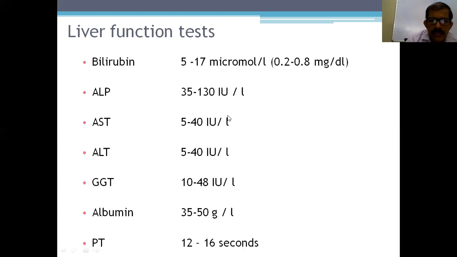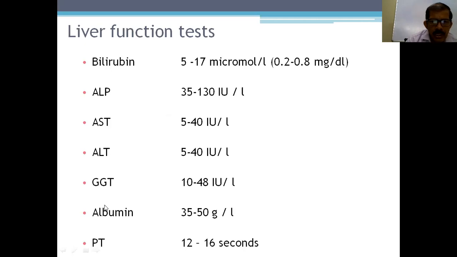Maximum is 40 international units per liter. So, aspartate and alanine transferases. So, gamma glutamyl transferase is also almost the same level. So, these can be measured. And in obstructive jaundice and hepatocellular failure, there will be a raise.